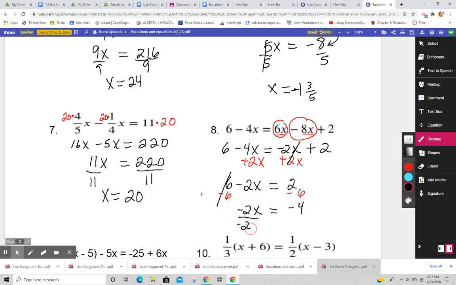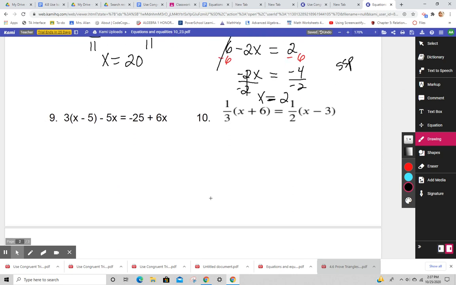Divide both sides by negative 2. And the answer is going to be positive 2. Why? Because SSP, same sign, positive. We're dividing two numbers with the same sign, so the answer is going to be positive. And that's what I call SSP, same sign, positive, when you divide or multiply.